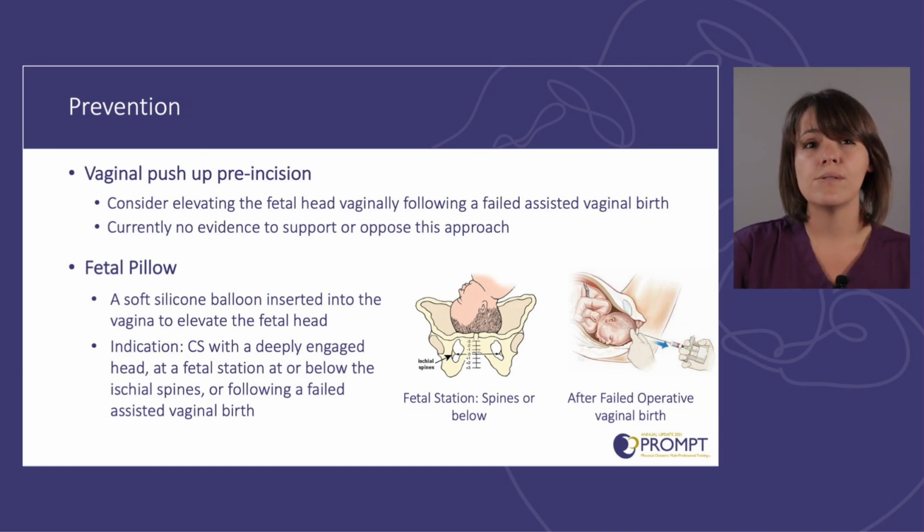The fetal pillow is also becoming an increasingly popular device. It's essentially a soft silicone balloon inserted into the vagina to elevate the fetal head. And it can be used for caesarean sections with a deeply engaged head, at a fetal station at or below the ischial spines, or following a failed assisted vaginal birth.